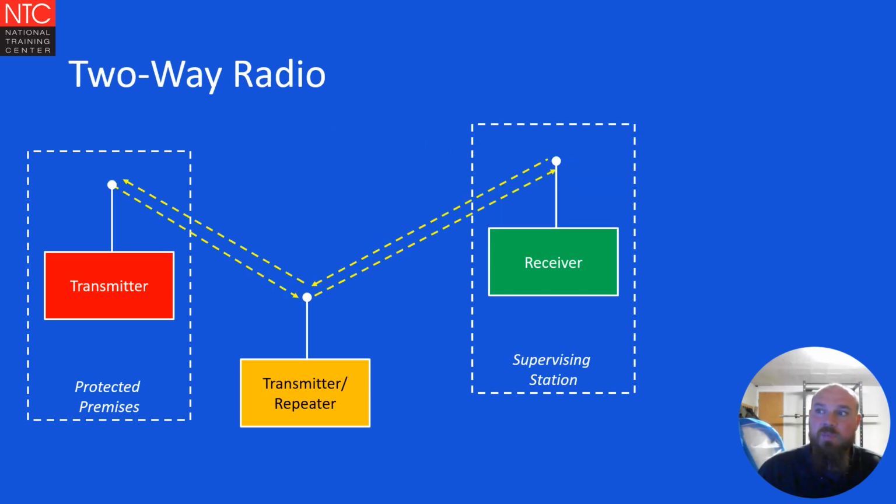monitoring facility. Now, two-way radio also utilizes radio frequencies. However, this is supervised transmission. The transmitter only has to hit one repeater, and from the repeater will send its signal to the monitoring station, which then will send a signal back through those same avenues to the protected premise.